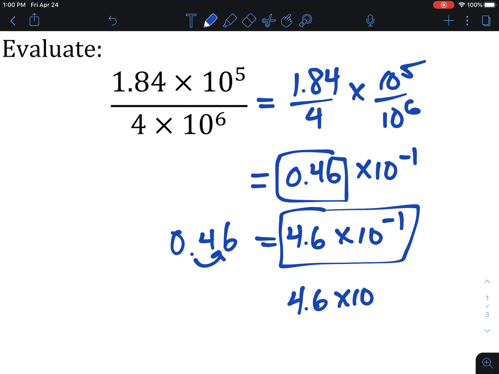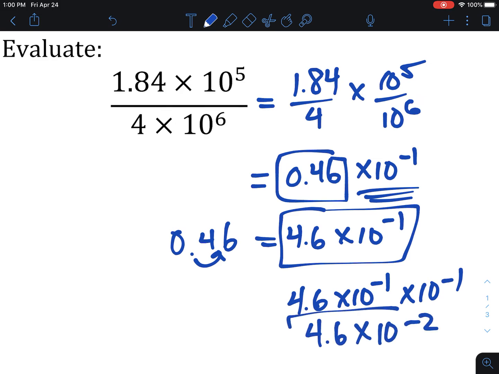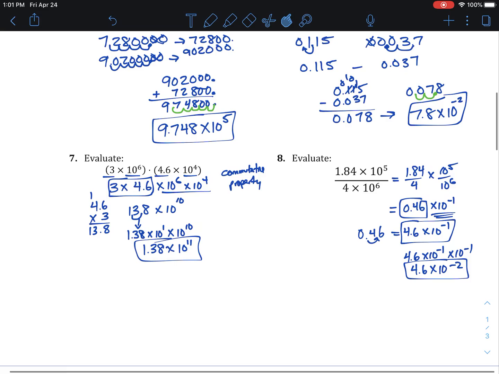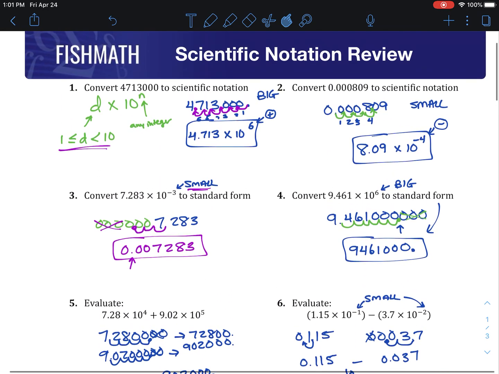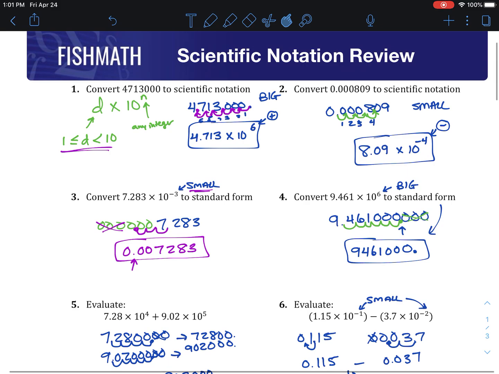So we're going to kind of swap that out. So it's 4.6 times 10 to the negative 1 times another 10 to the negative 1 makes it 4.6 times 10 to the negative 2 as our final answer in scientific notation. So there's all 4 operations of numbers written in scientific notation. And again, up above, we had some converting problems as well. So that's kind of a quick little scientific review.